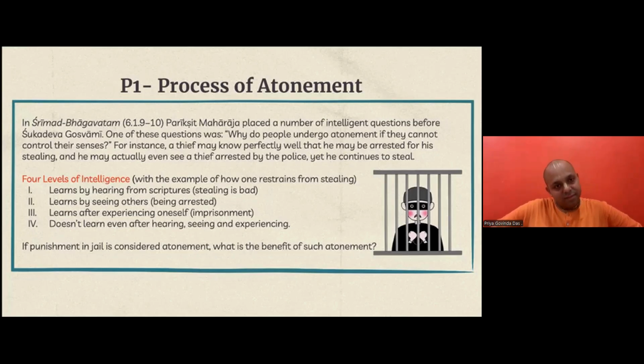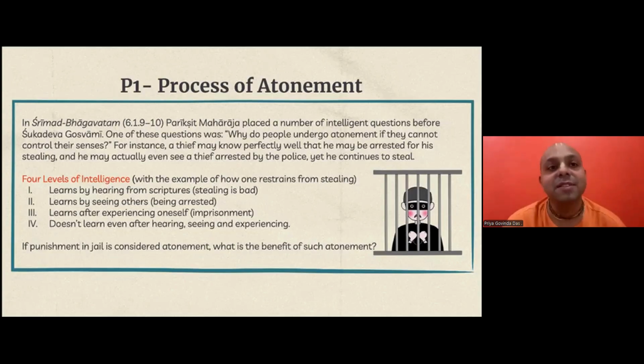4 levels of intelligence with the example of how one restrains from stealing. Number one, learn by hearing from scriptures that stealing is bad. Second, learn by seeing others being arrested. Third, learn after experiencing imprisonment oneself. Fourth, does not learn even after hearing, seeing, and experiencing. If punishment in jail is considered atonement, what is the benefit of such atonement?